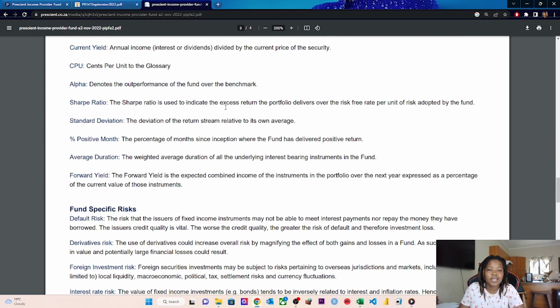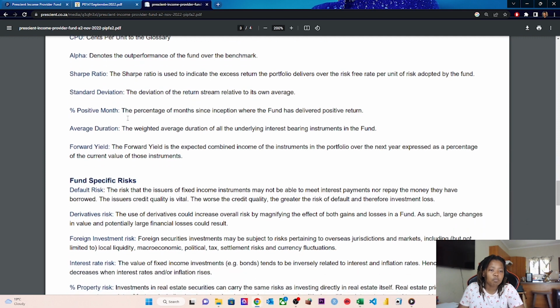Sharpe ratio indicates the excess return the portfolio delivers over the risk-free rate adopted by the fund. So think of the Sharpe ratio in layman's terms as how much return I'm getting per unit of risk. The deviation of the return relative to its own average. Okay, we've got positive month. Percentage of positive months since inception of the fund has delivered a positive return.